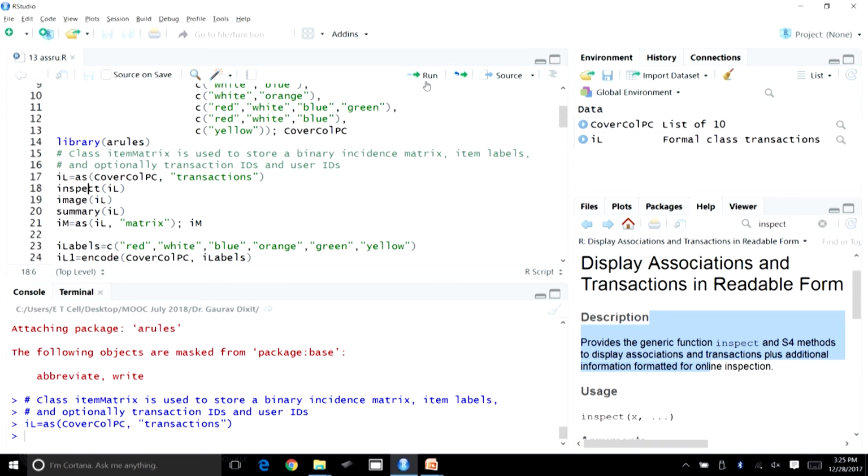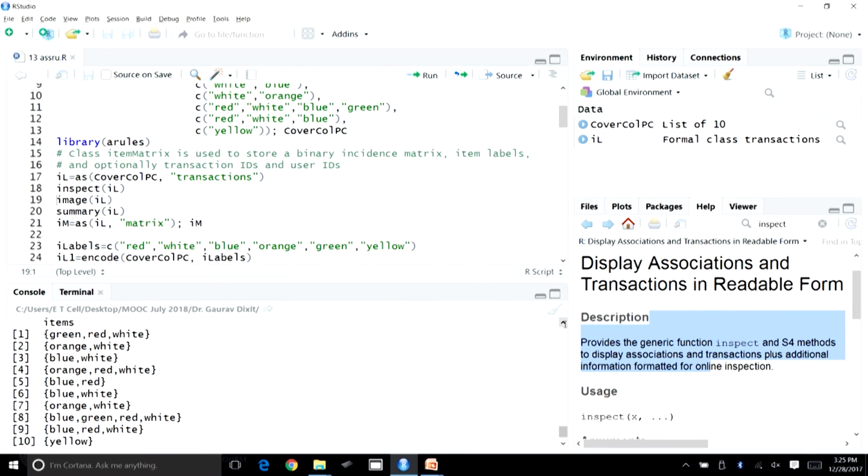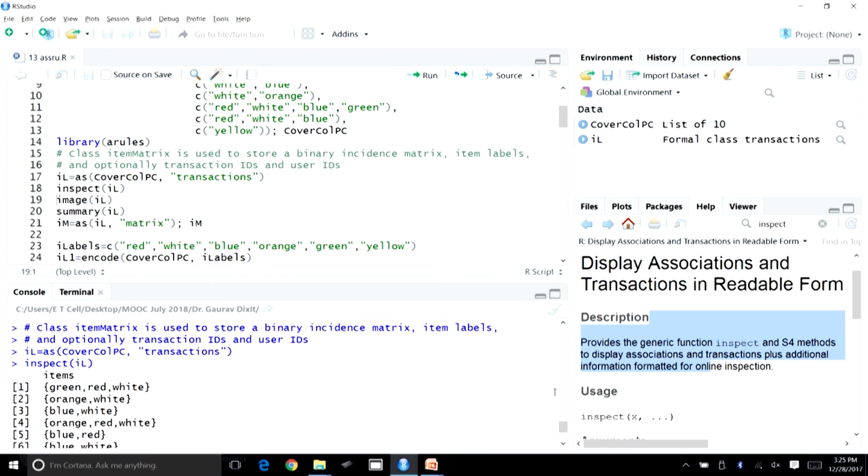So let us run this particular code, and you can see here all the transactions listed in these braces. So items, you can see first transaction green, red, white, second one orange, white. So all these are being shown in curly braces. So each row is representing a transaction and the name of the item. So this is essentially the item list format.